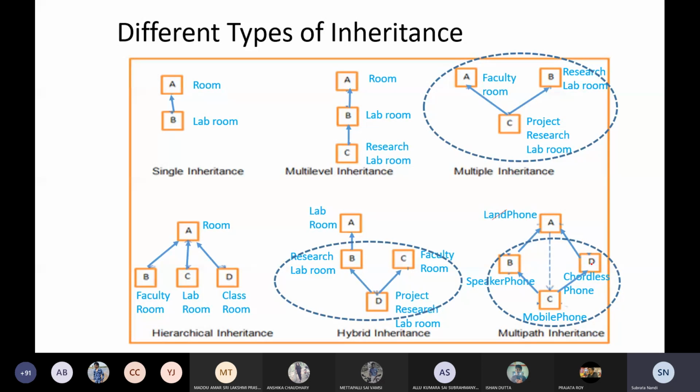So these are examples of where such things lie. So these are examples of multiple inheritance. Okay.